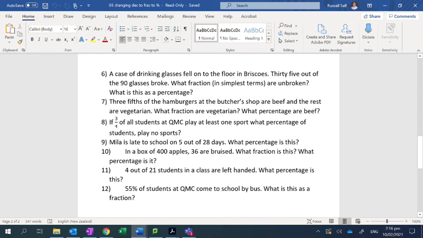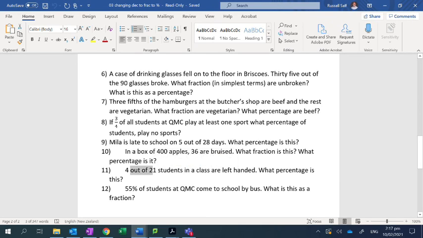3/5 of the hamburgers in the butcher's shop are beef and the rest are vegetarian. What fraction are vegetarian? Pretty easy. If 3/5 are beef, then the only thing left over is 2/5, right? So 2/5 are vegetarian. Or you could just subtract the 3/5 from what number? 1, because 1 is the whole amount, so 1 minus those. So that's kind of like the ones we did last time. Okay?